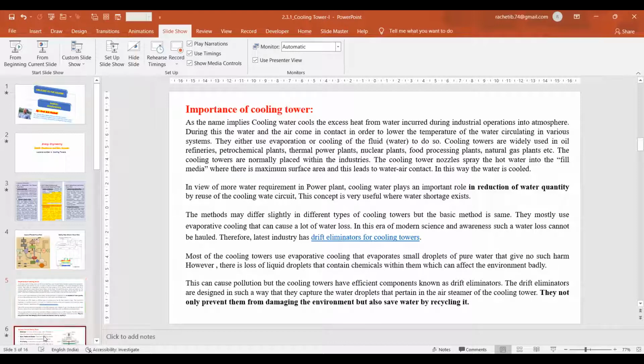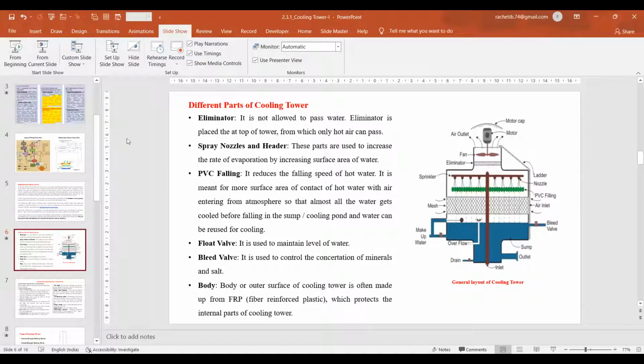Then we saw the different components of a cooling tower with the help of a general layout, not of a cooling tower for thermal power plants or large power plants. This is the type of cooling tower which I saw working in an air conditioning system. So the parts are the same, nevertheless. That's why I have taken this general layout of a cooling tower as an example, with an explanation of the different parts.